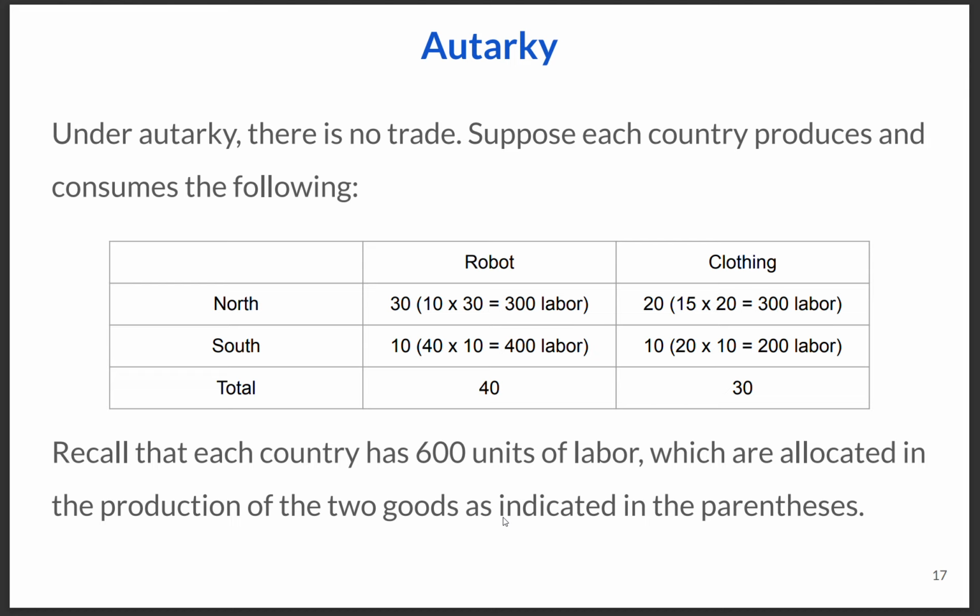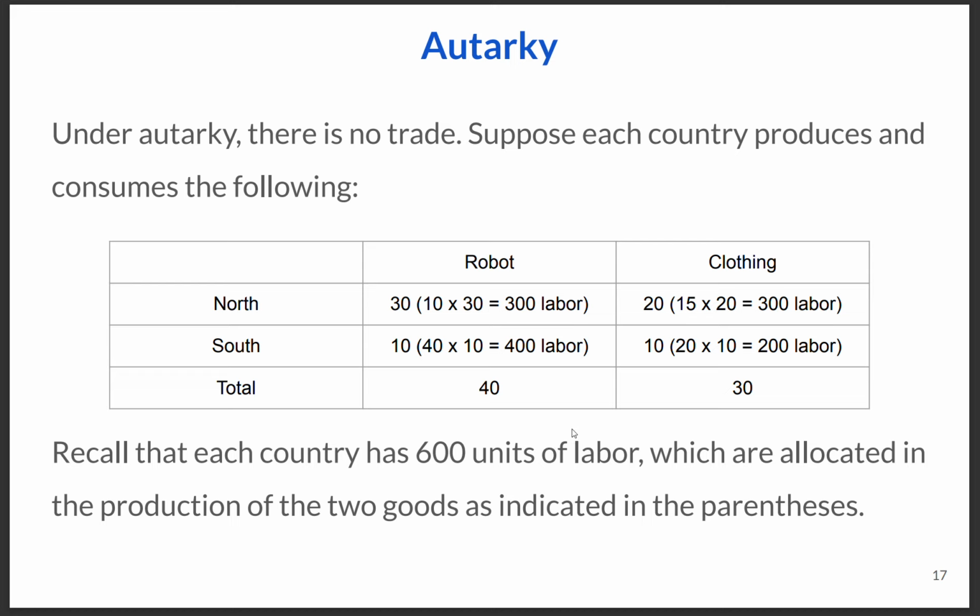Suppose under autarky, each country produces and consumes the following by using up all the labor in producing both robots and clothes. Recall that each country has 600 units of labor, which are allocated in the production of the 2 goods as indicated in the parentheses. In this example, a total of 30 containers of clothes and a total of 40 robots are produced and consumed in the world, which consists of the North and the South.